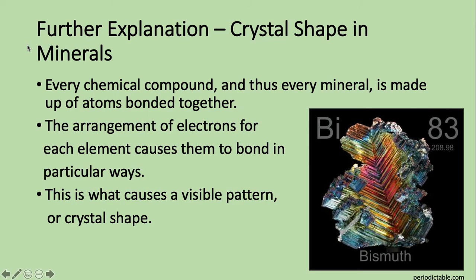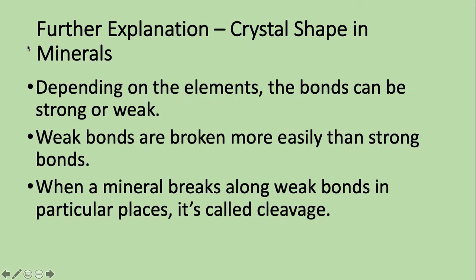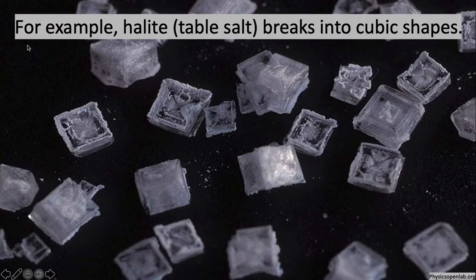Every chemical compound, and thus every mineral, is made up of atoms bonded together. The arrangement of electrons for each element causes them to bond in particular ways, which causes the visible pattern, or crystal shape. Depending on the elements, the bonds can be strong or weak. Weak bonds are broken more easily than strong bonds. When a mineral breaks along weak bonds in particular places, it's called cleavage. For example, halite or table salt breaks into cubic shapes.